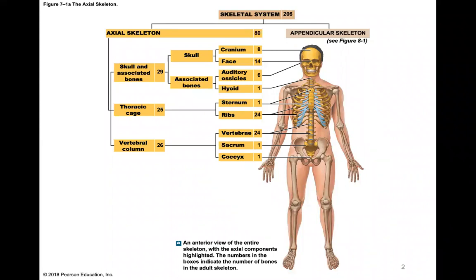The vertebral column will consist of 26 vertebrae. You have 24 vertebrae proper, per se, which would include cervical, thoracic, and lumbar. And then you have a sacrum, which is actually formed from 4 to 6 fused vertebrae, but it is considered a single structure, the sacrum, and then the coccyx, which is more commonly referred to as your tailbone.